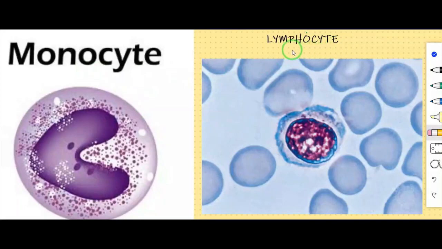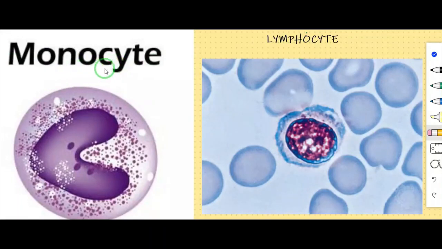These are the two types of agranulocytes. Agranulocytes means granules are not found in the cytoplasm. So that is known as agranulocytes. Two types: monocyte and lymphocyte. Monocytes are the largest of the leukocytes and are amoeboid in shape.